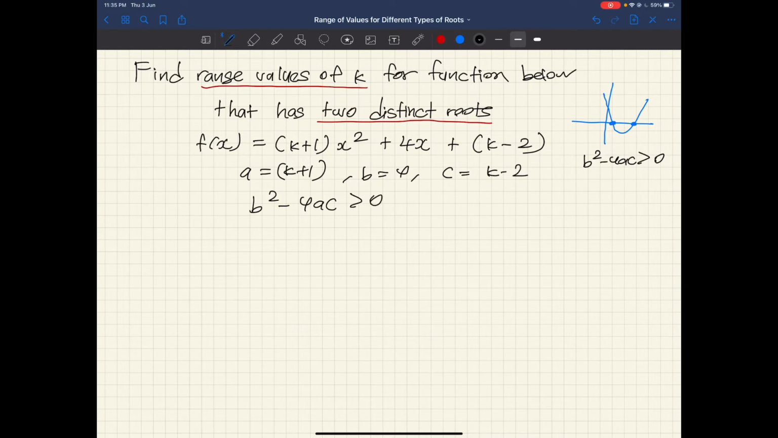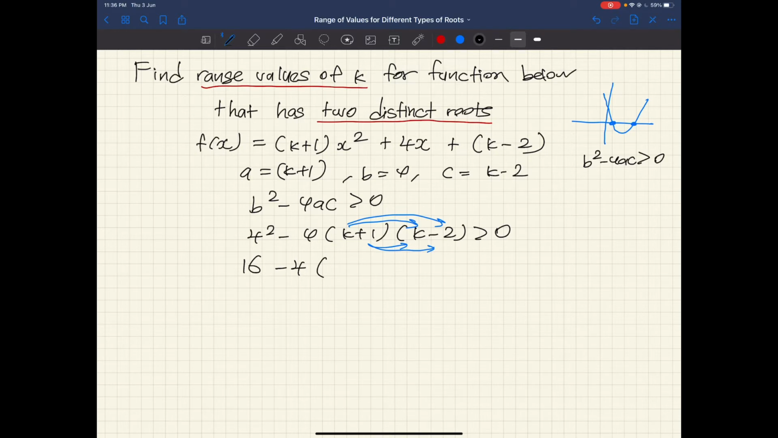So my b square will be 4 square negative 4, my a will be k plus 1, my c is going to be k minus 2, greater than 0. Now we end up with your algebra. So 4 square will be 16. I have my negative 4. I'm not going to solve my negative 4 first. I like to solve the expansion over here. Let me solve this first, then I solve with my negative 4.